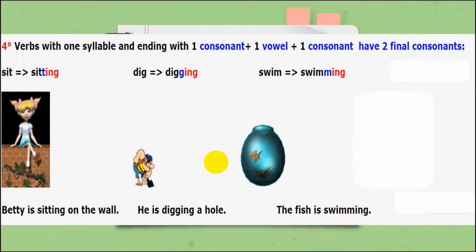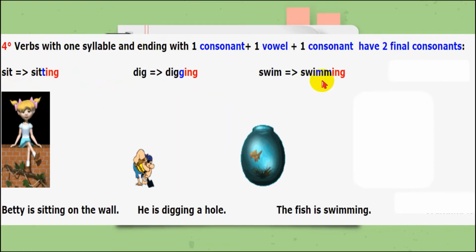Now, let's move on to the next point. Some verbs with one syllable ending with one vowel and one consonant, CVC form, need a double final consonant. For example, sit, add ing. So there are two final consonant T, sitting.